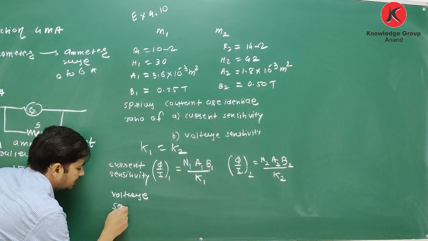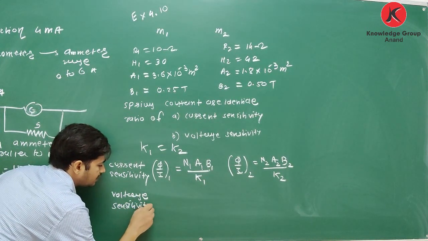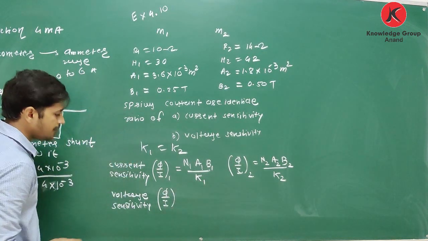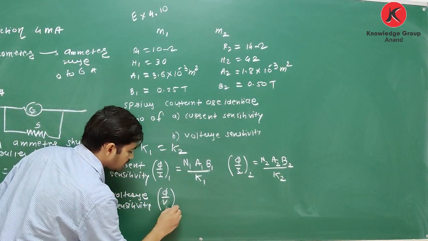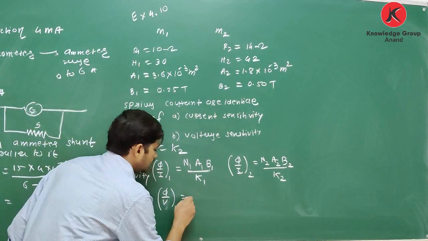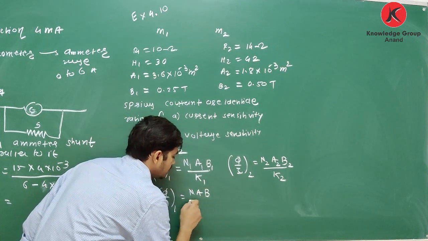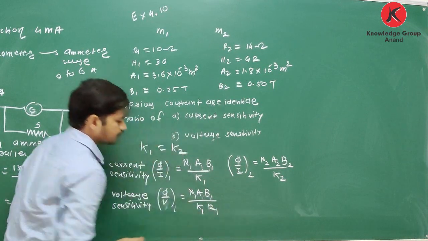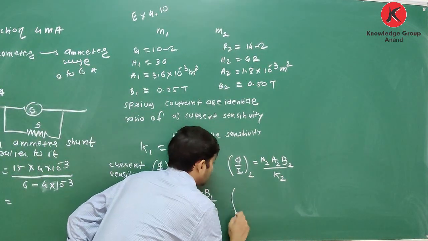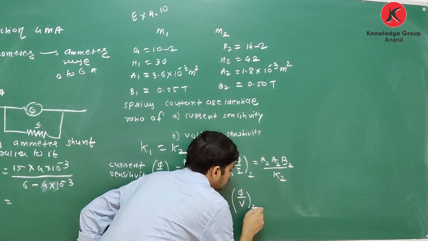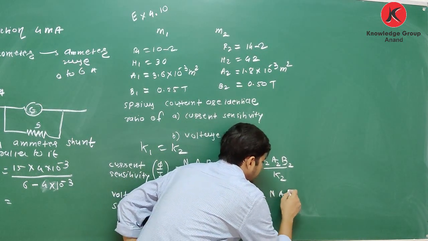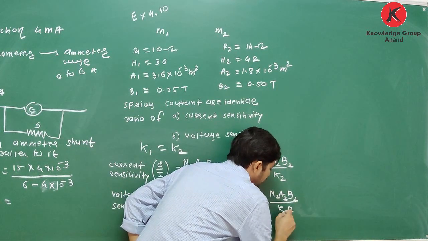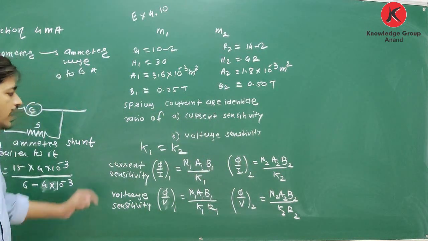Okay. What is voltage sensitivity? Voltage sensitivity means it is phi upon V. Phi upon V of 1. What is the equation of voltage sensitivity? It is N A B upon K R. N1 A1 B1 upon K1 R1. This is simple. Okay. Then what about phi upon V for 2? Here it is N A B upon K R. N2 A2 B2 upon K2 R2. You have to find the ratio.